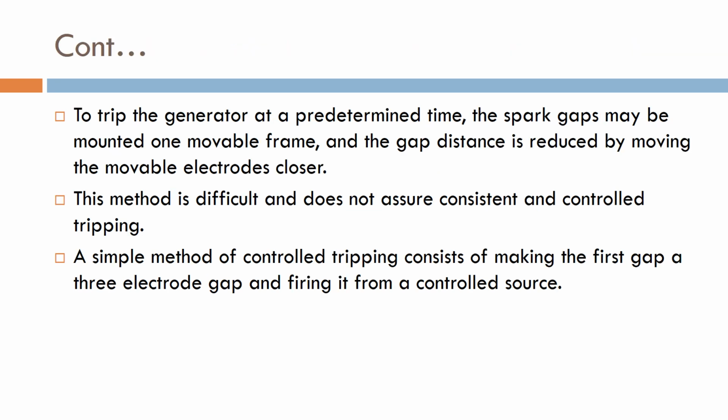To trip the generator at a predetermined time, the spark gaps may be mounted on one movable frame, and the gap distance is reduced by moving the movable electrode closer. This method is difficult and does not assure constant or controlled tripping. A simple method of controlled tripping consists of making the first gap a 3 electrode gap and firing it from a controlled source.